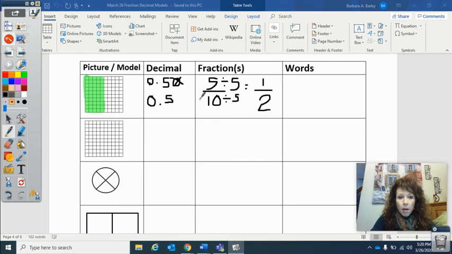So I have a picture model, I have an equivalent decimal, and I have an equivalent fraction. So how will we write that in words? Okay, well, let's do it. I can write 5 tenths. It'd be so much easier if I actually had a pen. Or a mouse. Maybe I'll have to attach a mouse. That would be easier. Or I have 1/2.